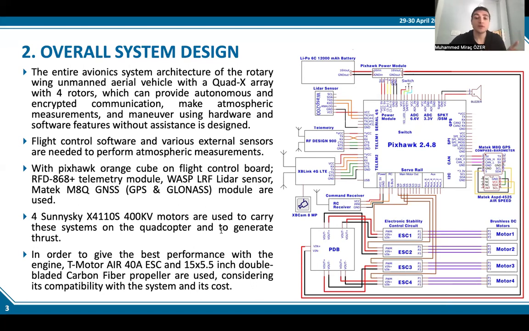The power supply required by the flight control, mission control unit, and the propulsion system is managed by the power management system. Distributed power needed by the equipment on the drone is provided by a lithium polymer battery.